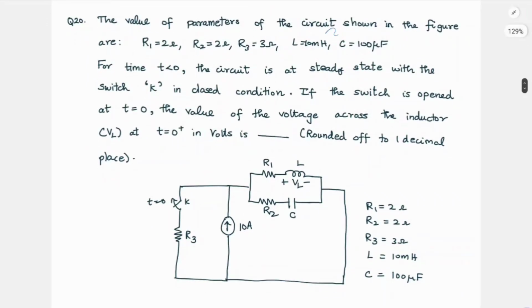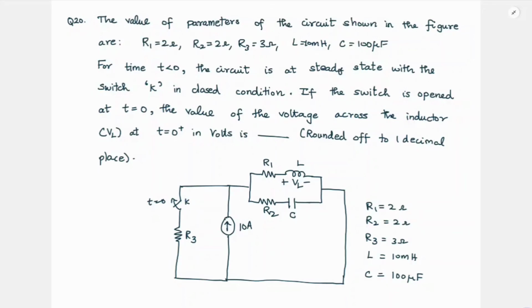So the values of parameters of the circuit shown in the figure are R1 equal to 2 ohm, R2 equal to 2 ohm, R3 equal to 3 ohm. So this is the circuit, and the inductor and capacitor values are also given. And for time t less than 0, the circuit is at steady state with the switch K in closed position. So here is the switch K. So this is closed, meaning that R3 is coming as part of this entire network. If the switch is opened at t equal to 0, we are disconnecting this R3.